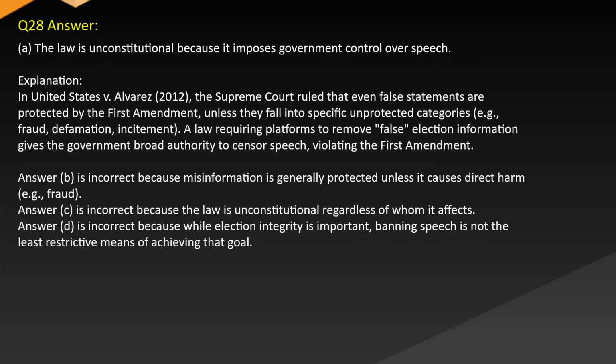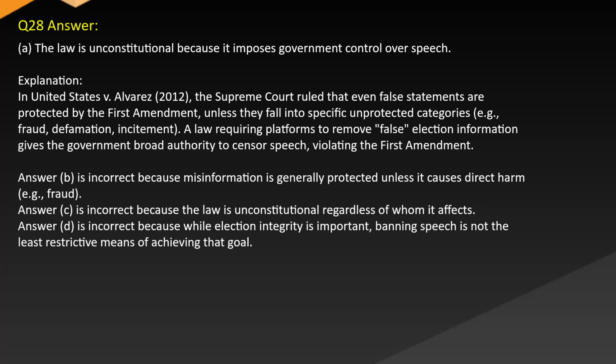Answer A. The law is unconstitutional because it imposes government control over speech. Explanation. In United States v. Alvarez, 2012, the Supreme Court ruled that even false statements are protected by the First Amendment unless they fall into specific unprotected categories, e.g. fraud, defamation, incitement. A law requiring platforms to remove false election information gives the government broad authority to censor speech, violating the First Amendment. Answer B is incorrect because misinformation is generally protected unless it causes direct harm, e.g. fraud.